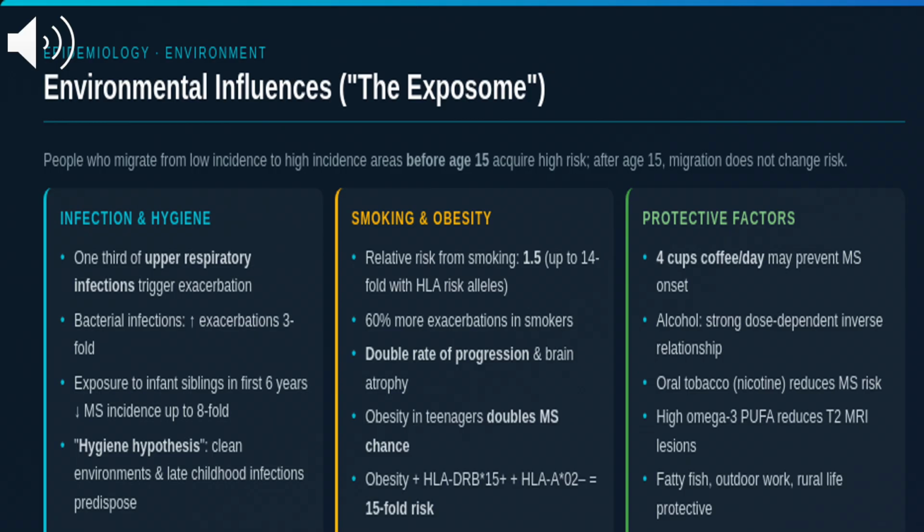Obesity in teenagers doubles MS risk, and the combination of obesity with the high-risk HLA profile increases risk 15-fold. Adipocyte-derived leptin promotes Th17 inflammation and may represent the mechanistic link between obesity and MS risk. 4 cups of coffee daily may prevent MS development. Alcohol has a strong dose-dependent inverse relationship with MS onset. These epidemiological observations are not merely trivia. They represent evidence-based lifestyle recommendations we can offer patients and their at-risk family members.